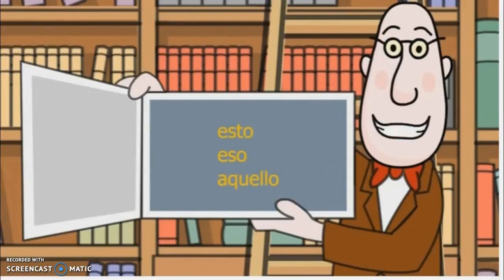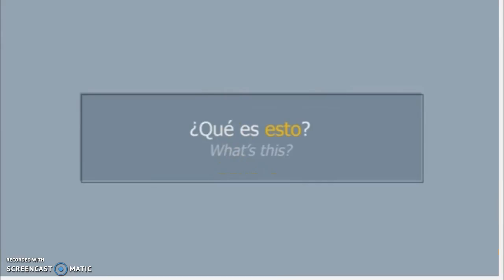There are three neuter demonstrative pronouns: esto, eso, and aquello. They refer to unidentified or unspecified things, situations, and ideas. They don't change form, and they never have an accent. ¿Qué es esto? Eso es interesante. Aquello es bonito.